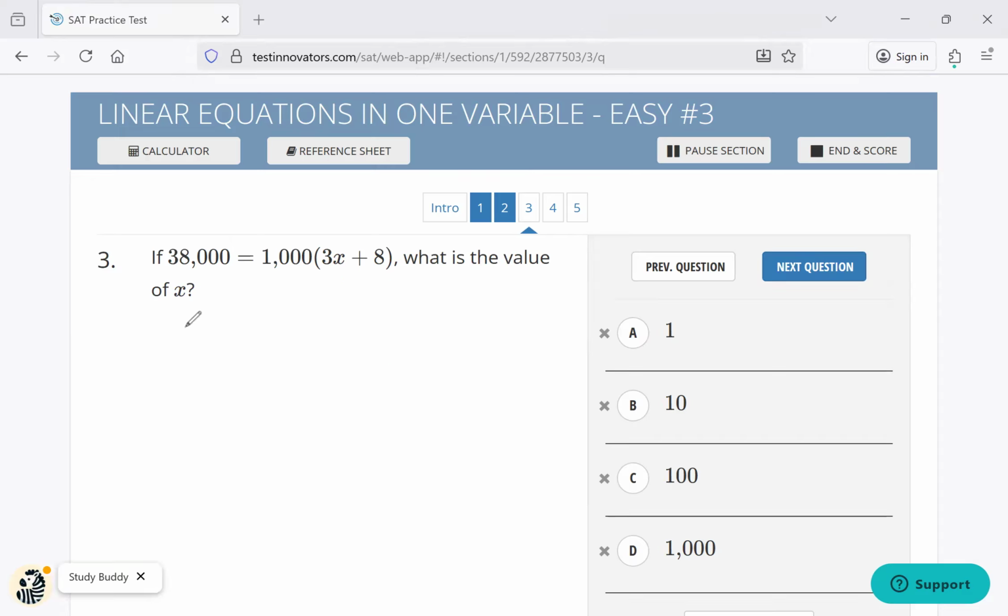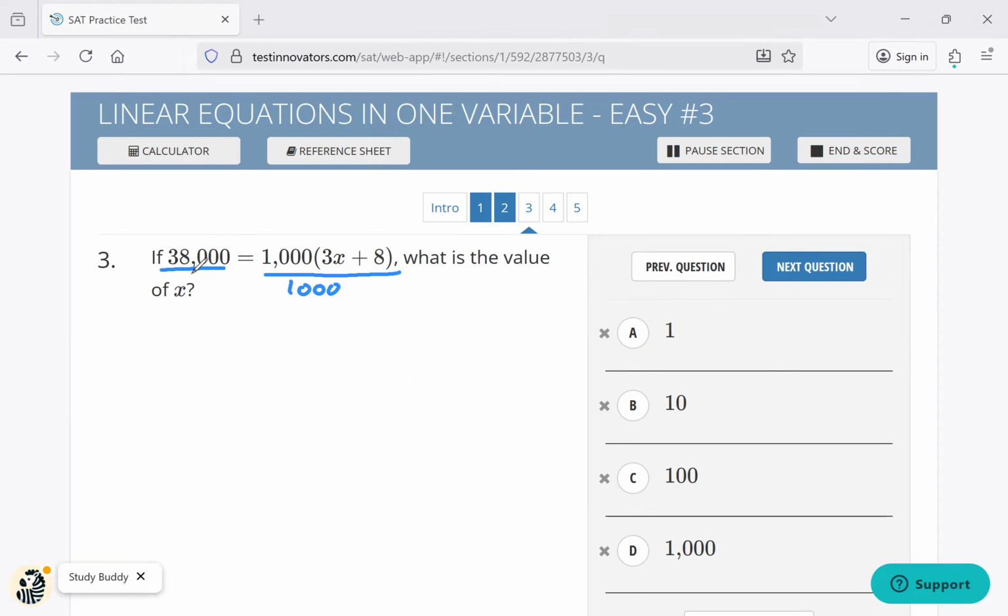If 38,000 equals 1,000 times (3x plus 8), what is the value of x? So yeah, all you got to do is solve for x. Do not follow that 1000x. I know it's tempting, but you don't have to. Instead, you can just get rid of it by dividing both sides by 1000, right?